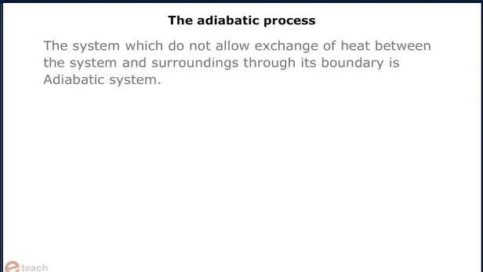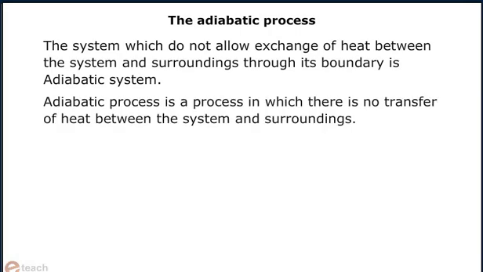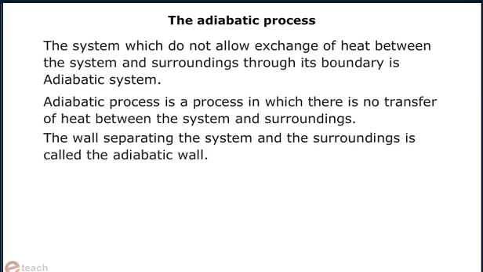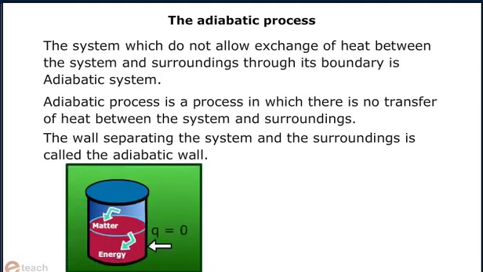Let us study some important terms. The adiabatic process. The system which does not allow exchange of heat between the system and surroundings through its boundary is an adiabatic system. Adiabatic process is a process in which there is no transfer of heat between the system and surroundings. The wall separating the system and the surroundings is called the adiabatic wall.